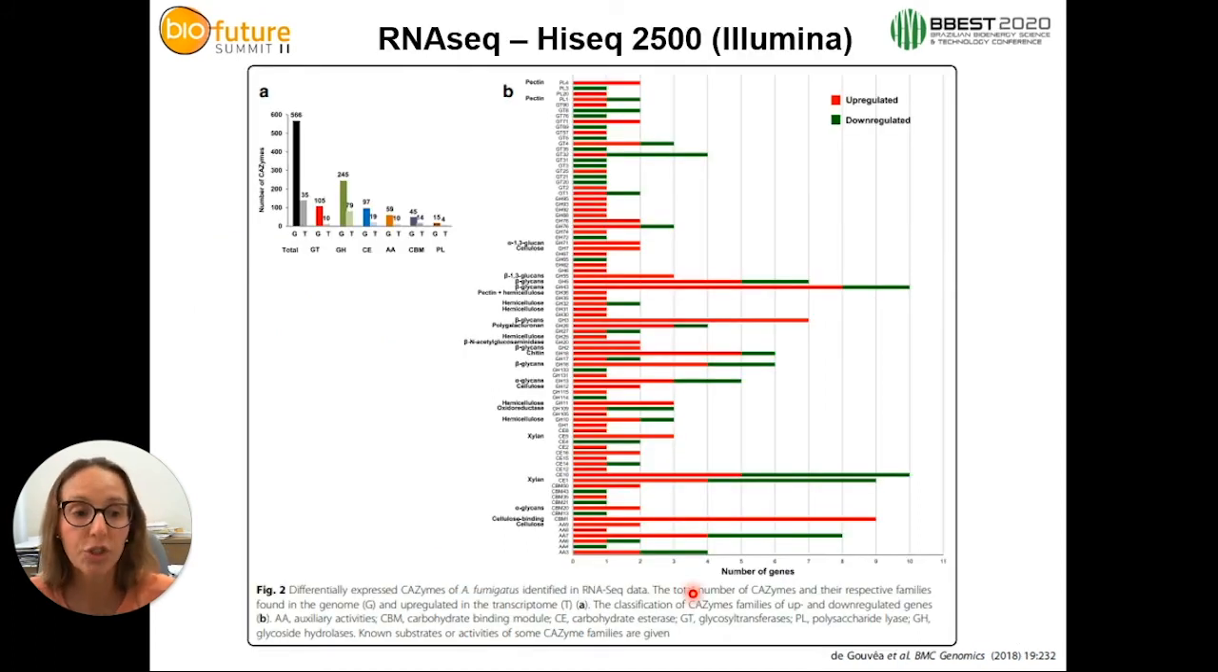To get more insight into the gene expression, a transcriptome was performed by RNA sequencing to compare the expression profile of Aspergillus fumigatus when it was grown on sugarcane exploded bagasse or fructose as a carbon source. We found 197 differentially expressed CAZyme genes, which represent 35% of all CAZymes encoded in the Aspergillus fumigatus genome. As you can see here, these genes had a different expression profile. Some of them were upregulated and others were downregulated.